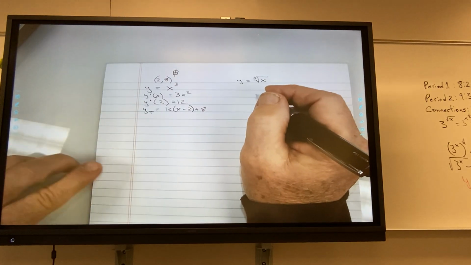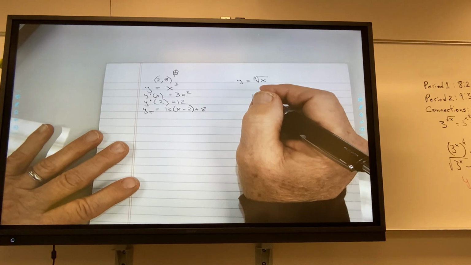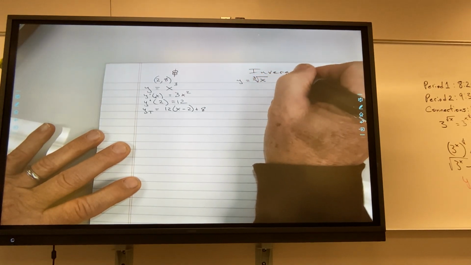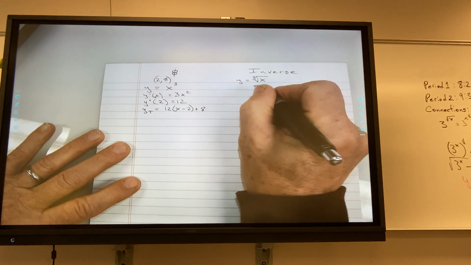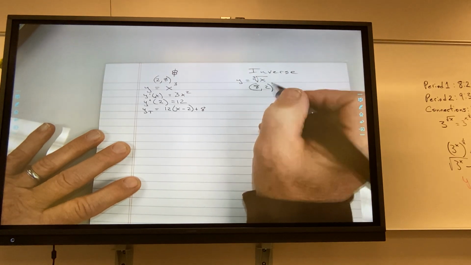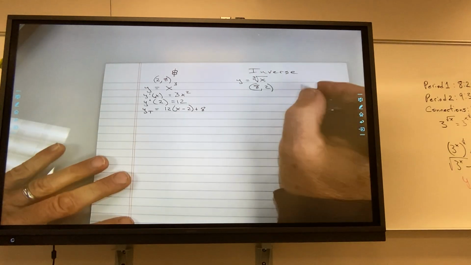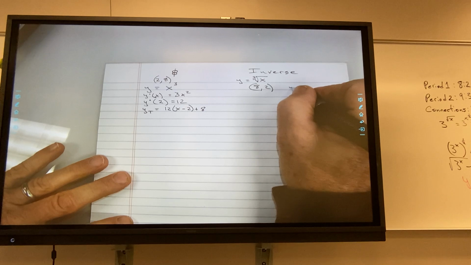Do I know my point, Maria? This is the inverse side, by the way. 8, 2. Do I know my slope? Does anybody know my slope? I'm finding it as we speak. Actually, it is 1/3. It is 1/3 x to the negative 2/3 power.